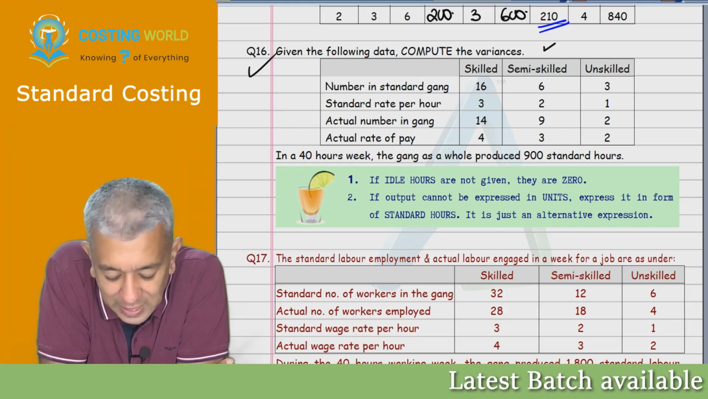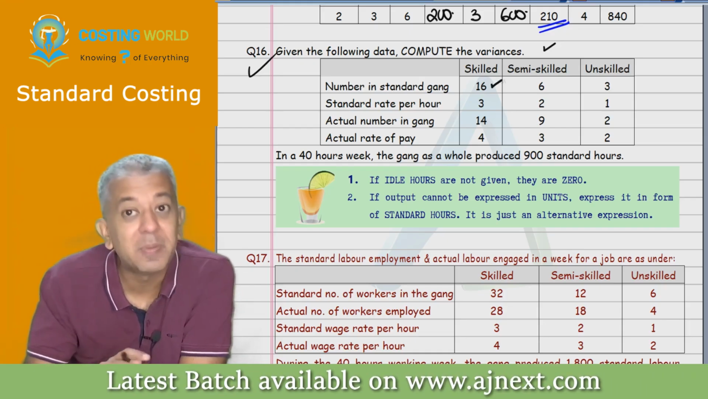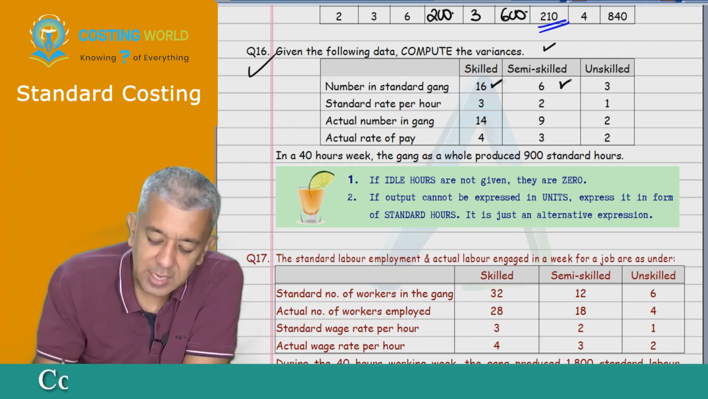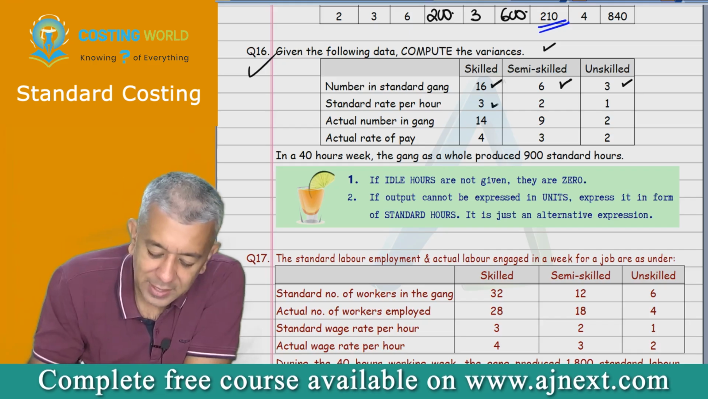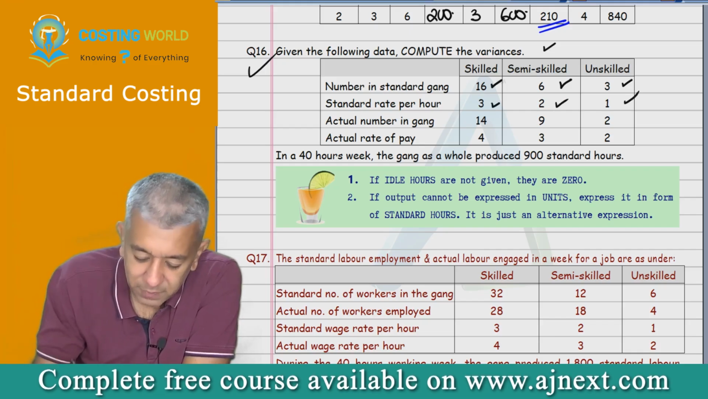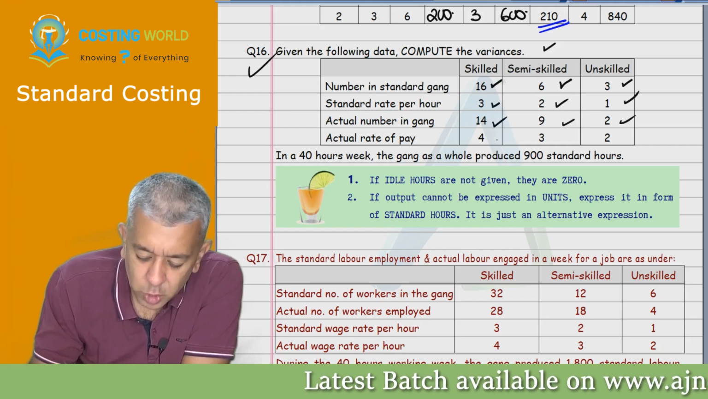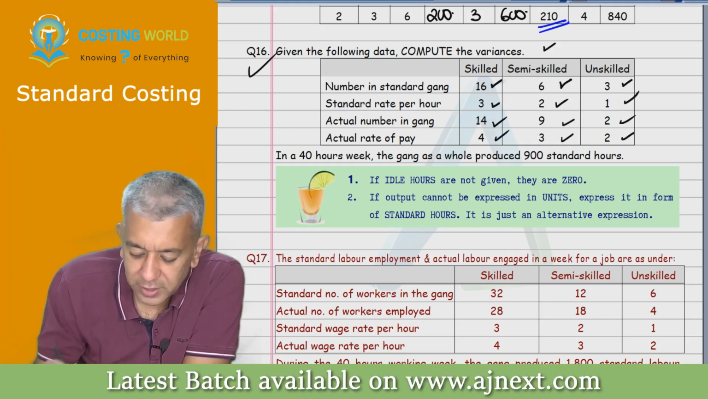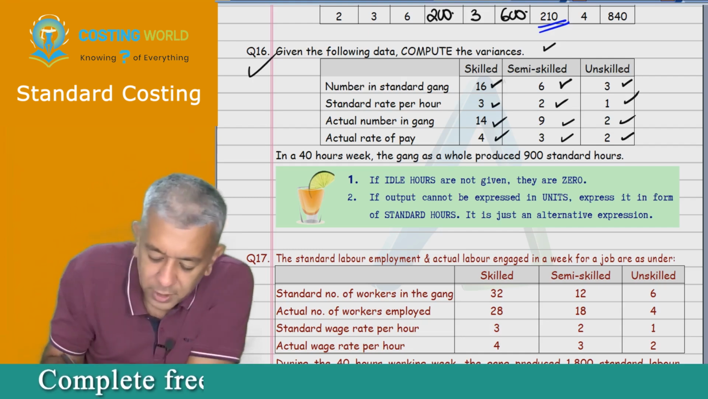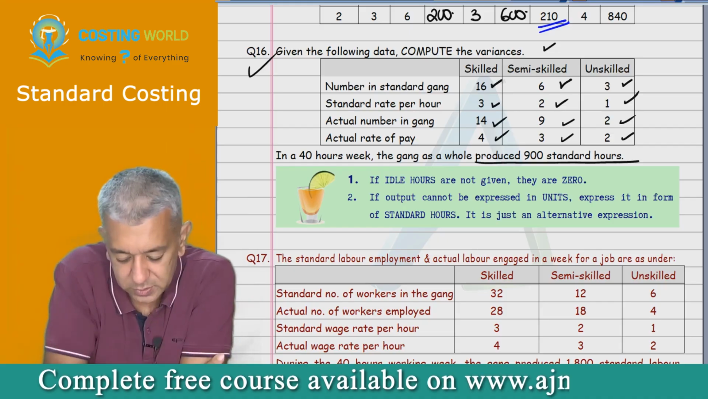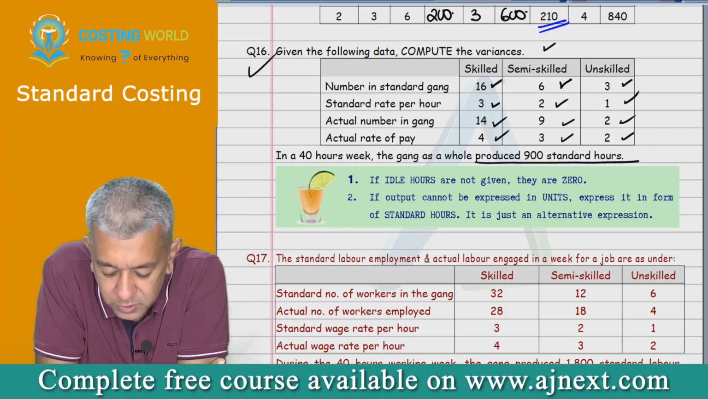Skilled, semi-skilled, unskilled. Number in standard gang. So, therefore, there should have been 16 skilled workers, 6 semi-skilled workers, 3 unskilled workers. Standard rate per hour, 3, 2 and 1. Actual number in gang, 4, 9 and 2. Actual rate of pay, 4, 3 and 2. In a 40-hour week, the gang as a whole produced 900 standard hours. So, in a 40-hour week, the gang as a whole produced 900 standard hours.